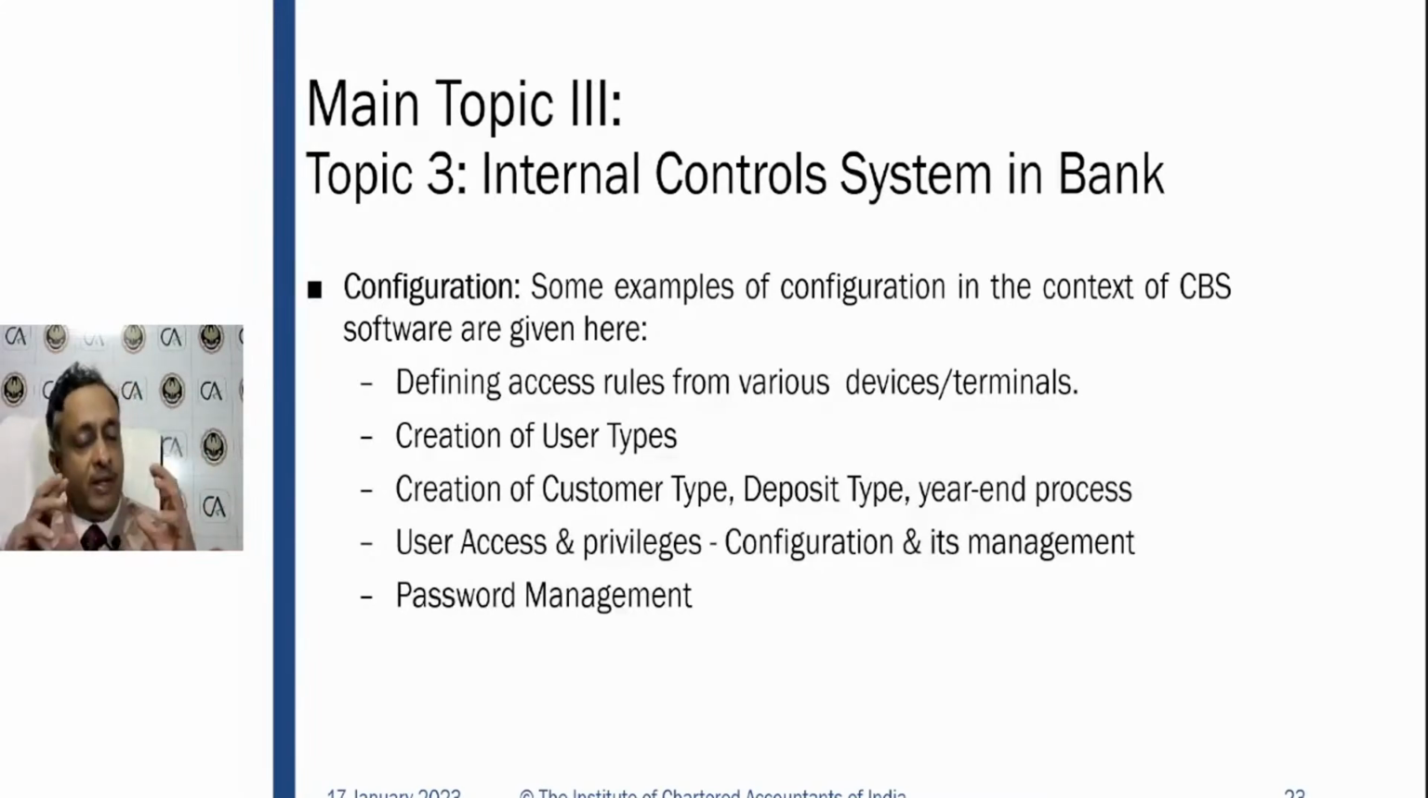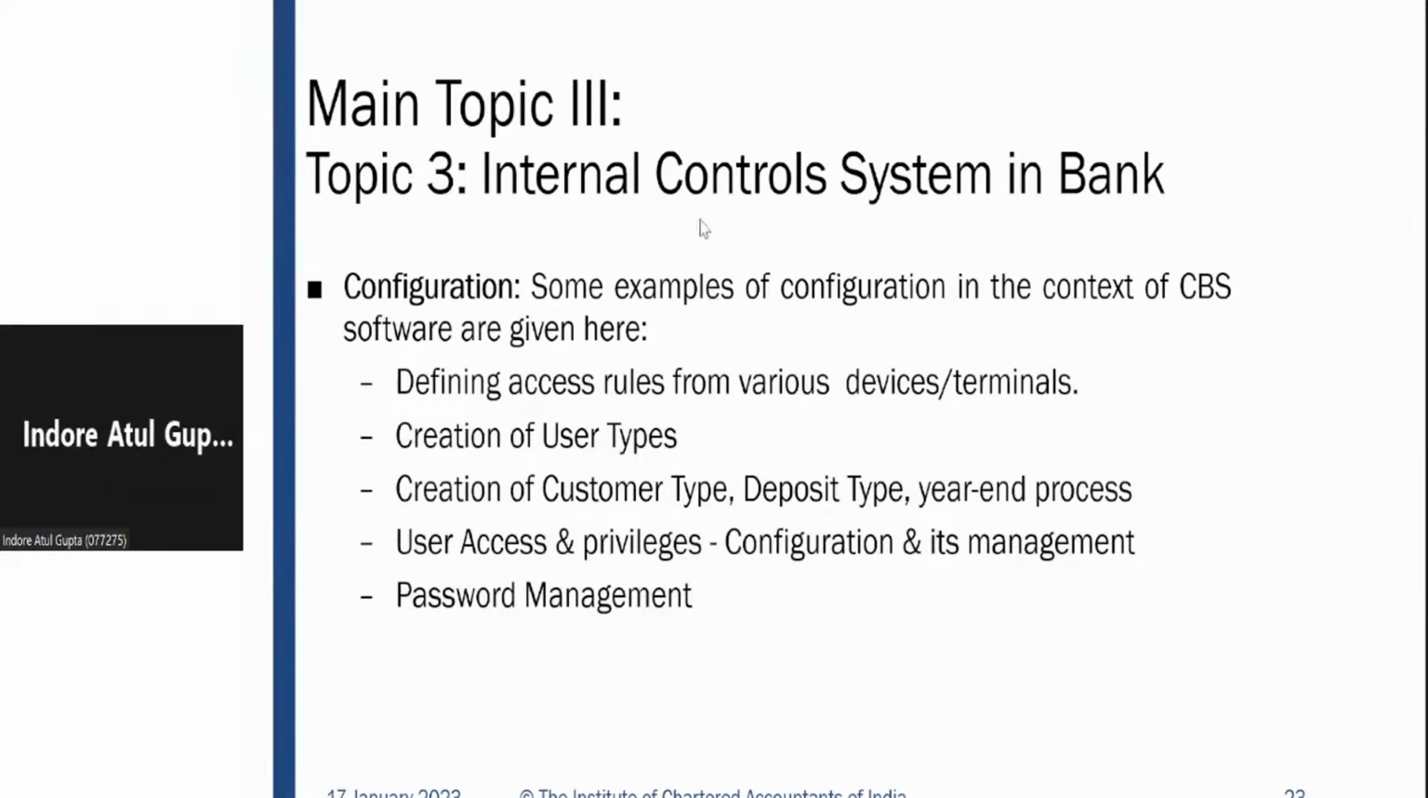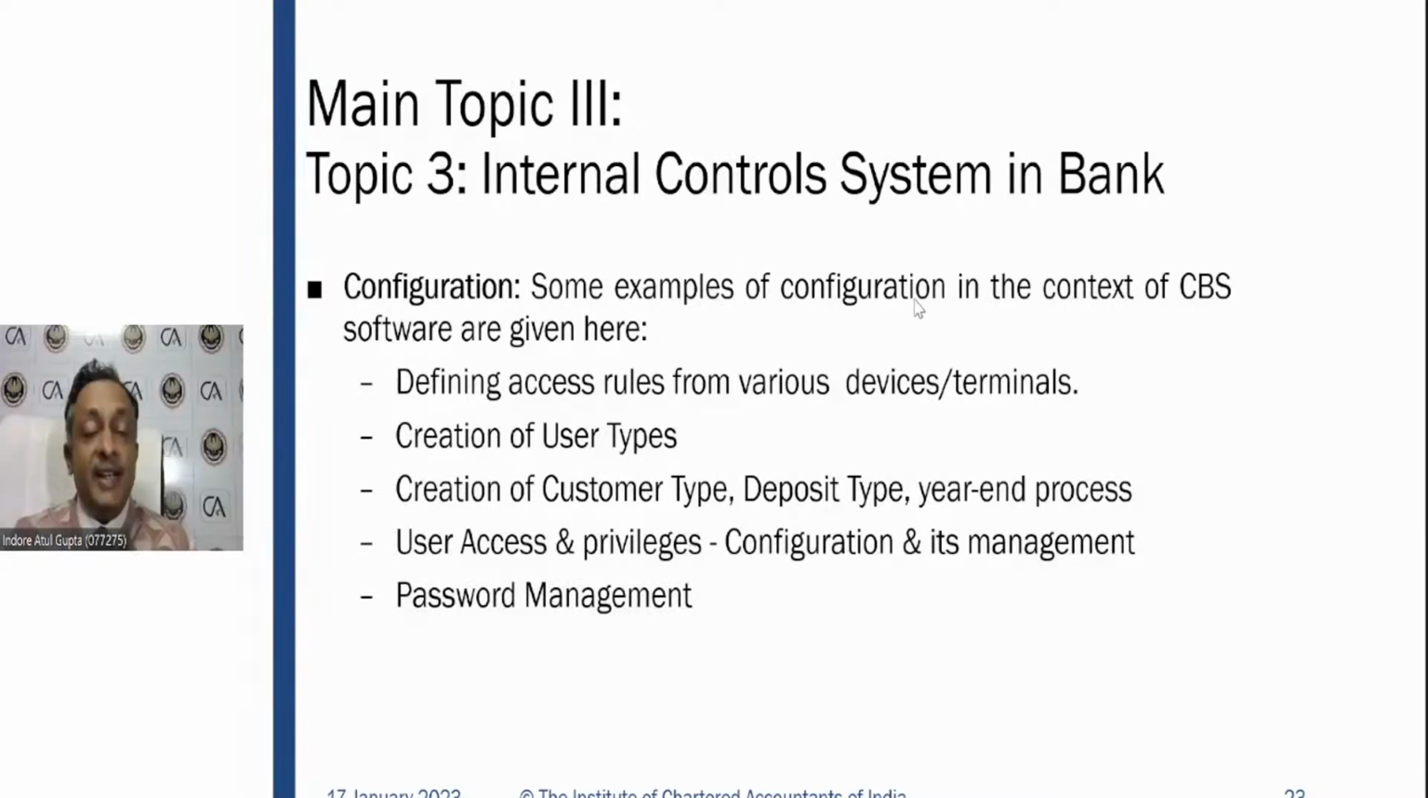The third is going to create a distinction between these three words: configuration, master, and transaction. Third one, creation of customer type, deposit type, year-end process. Now, when I say customer type, what exactly do I mean? Customer type is basically the nature of customers I can create on this core banking system. So what does nature of customer mean? Just take this example. Reserve Bank of India in the past 5 or 10 years has given some very specialized banking licenses.